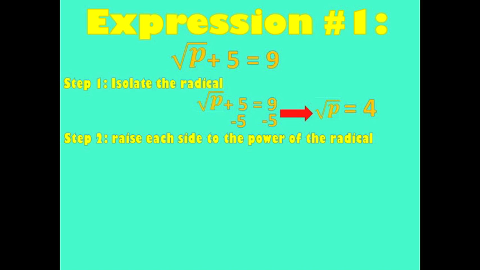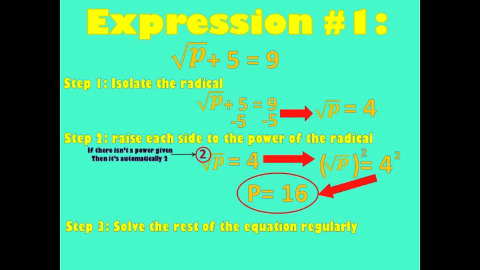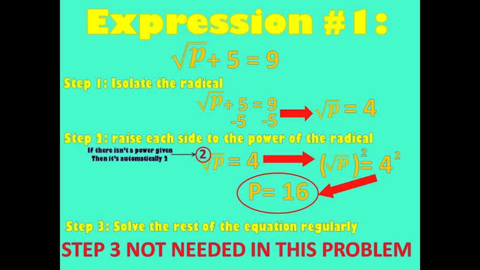Step 2, raise each side to the power of the radical. Since this doesn't have a radical given, the power is automatically 2. So then you would do 4 to the second power, and you end up getting 16. Step 3 would normally be solve the rest of the equation, but since this expression is already solved, there's no need for step 3 in this one.